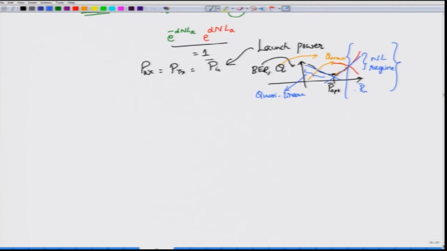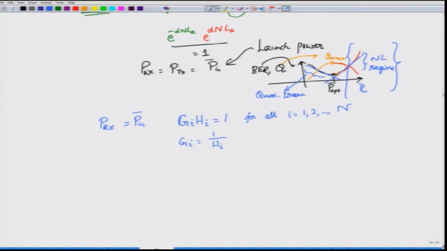Coming back to our problem, we have seen that the received power has been made equal to the launch power P in, correct. We have done this by choosing the factor Gi into Hi equal to 1 for all values of i from 1, 2, 3 all the way up to n, wherein the gain of each amplifier is equal to 1 by the loss factor Hi. So, this is something that we have done with respect to the signal.